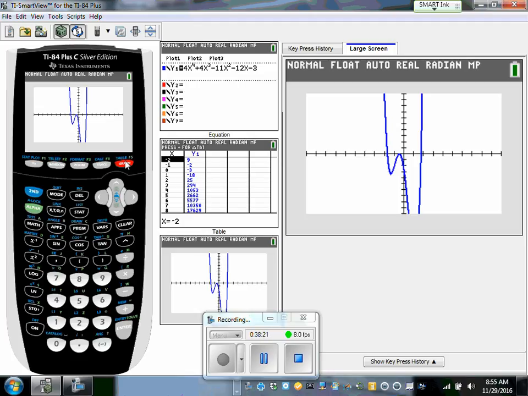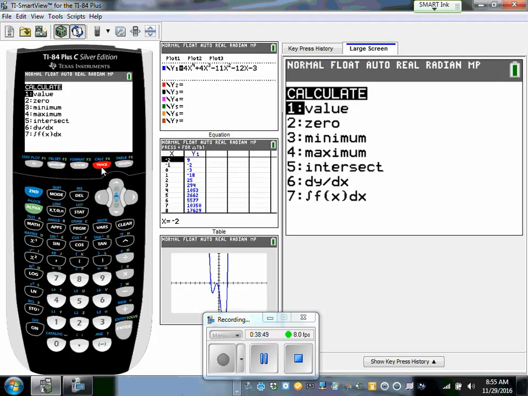What about those other ones? Do they look like you might know what they are? They're a little off. Let's do the whole calculate thing. I just want to show you something. I want to show you what happens here. So let's go ahead and hit second trace, and I want to calculate the zeros.